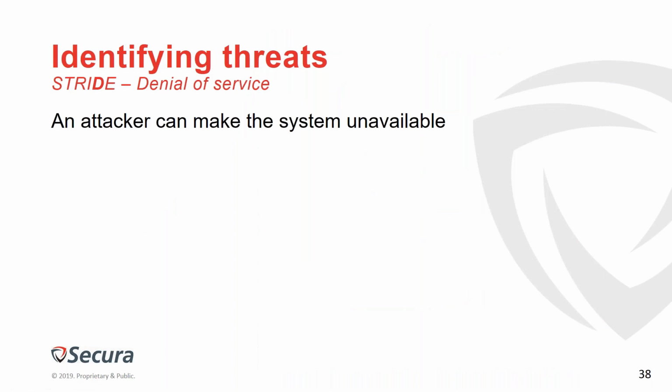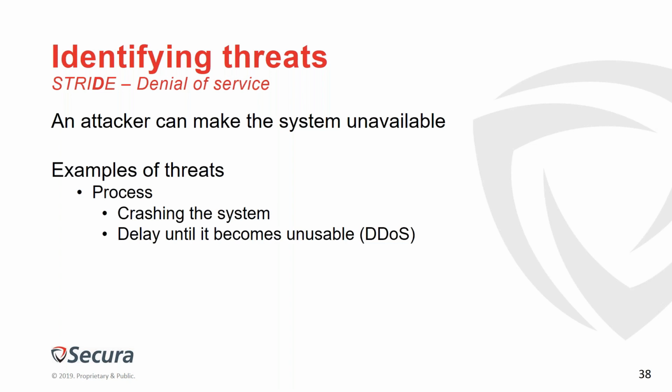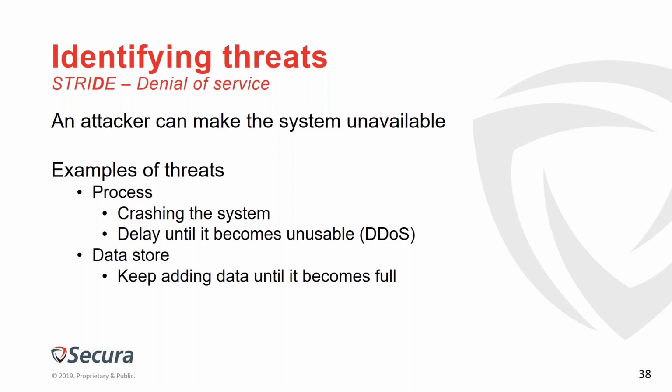Denial of service. An attacker can make the system unavailable. An attacker in the Equifax example could probably have made the system unavailable by, for example, deleting certain information or by doing something else. In this case, that didn't happen, but I think we all know examples of denial of service attacks, right? There's a lot of denial of service attacks going on in real life. A lot of organizations are being attacked like this. And it can be, for example, on a process, to crash the system, to delay it until it becomes unusable, like resource starvation, things like that. On data stores, potentially attackers can keep adding information to it until it just runs out of space, right?